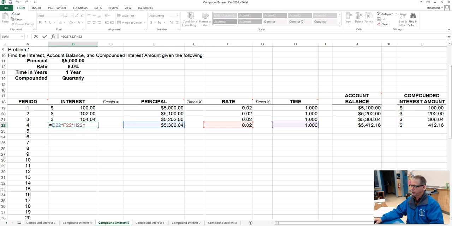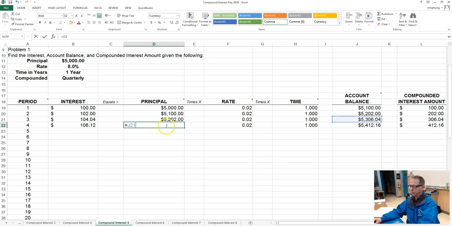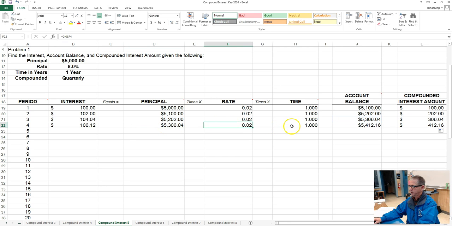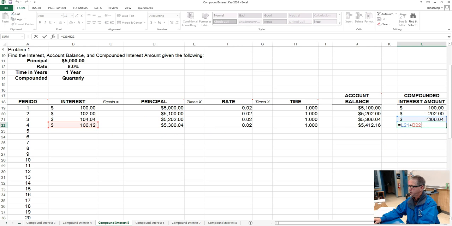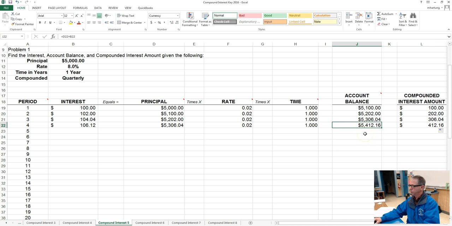And if you want, you can just double check to make sure. Yep, that formula looks good. That one's the same. These here we just copied. Principal plus interest looks good. And previous interest amount accumulated plus the new interest amount, and that looks good. So there you go. The answer to this problem, finding the account balance and compounded interest given this information, compounding quarterly for 1 year, the account balance should be $5,412.16, and the compound interest amount $412.16.